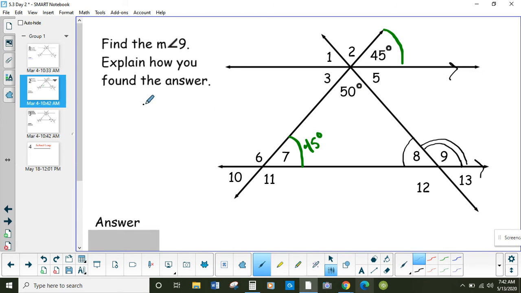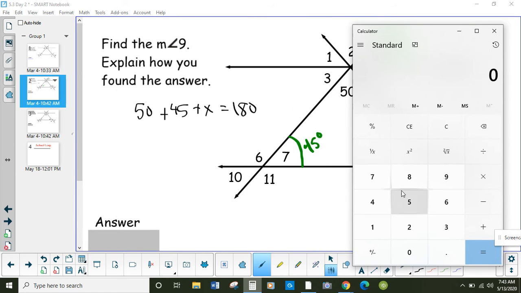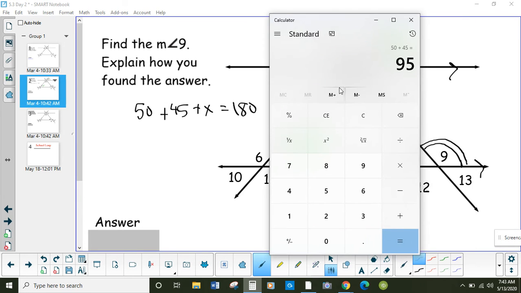three angles of a triangle: 50 degrees, this one up here, plus this one down here, 45, plus this missing angle, we'll call it x, has to add up to 180. Let's use a shortcut this time. Let's take our calculators and add these two together. 50 plus 45 is 95. Now, I'm going to take 180 and subtract 95, but I'll just do a shortcut and just do 95 minus 180.